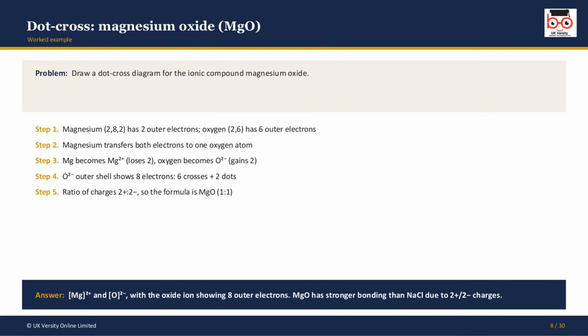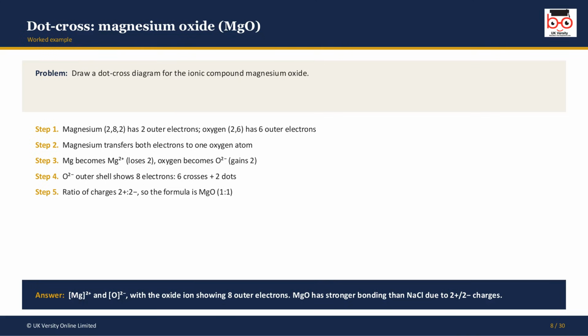Magnesium is 2, 8, 2, so 2 outer electrons. Oxygen is 2, 6, so 6 outer electrons. This time, magnesium transfers both of its outer electrons to a single oxygen atom. Magnesium becomes magnesium 2+, having lost 2, and oxygen becomes the oxide ion, O2-, having gained 2.